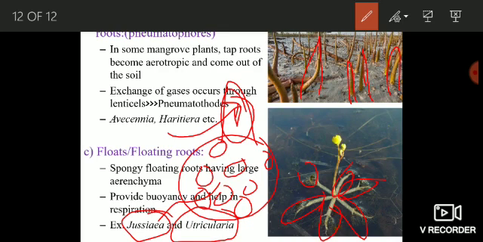So this is all for today, and with this we have completed the root modifications, and in the next part we will deal with the morphology of the stem. Till then, God bless you and thank you all.